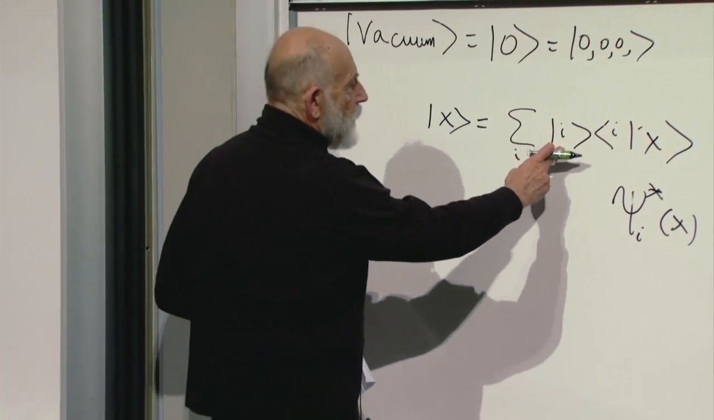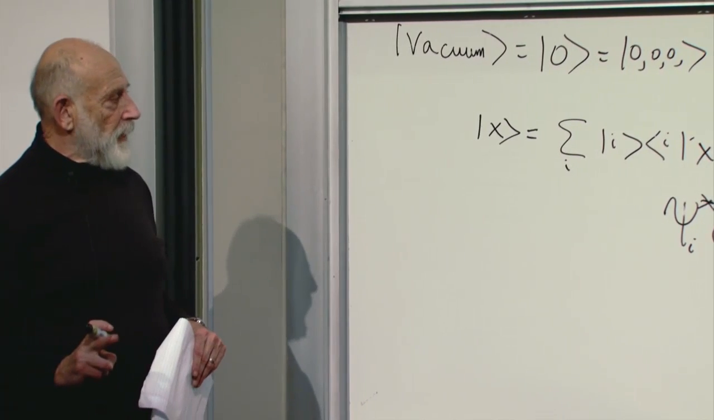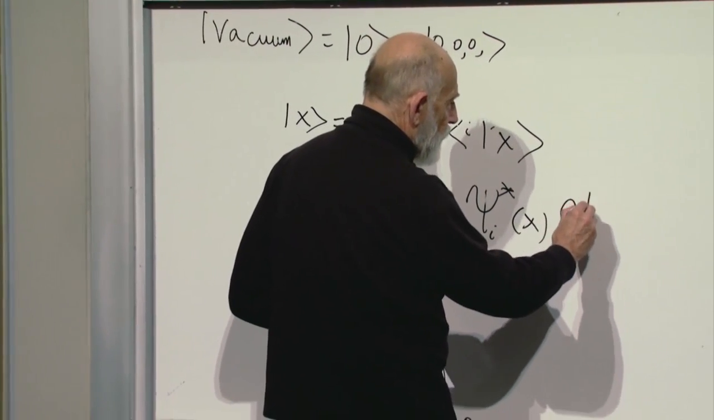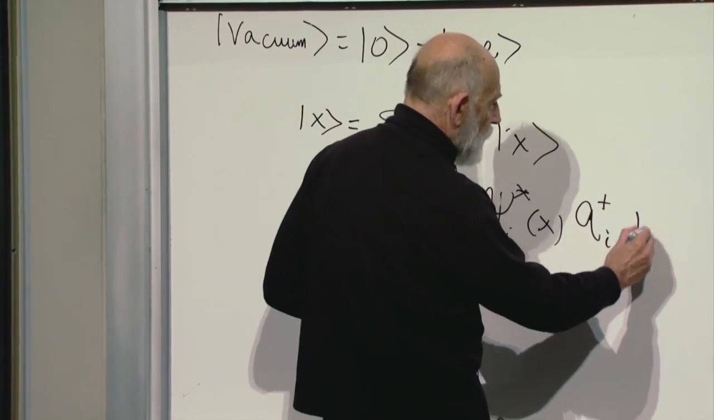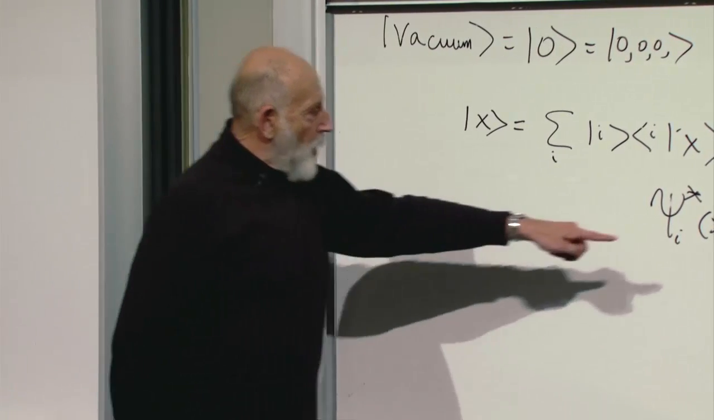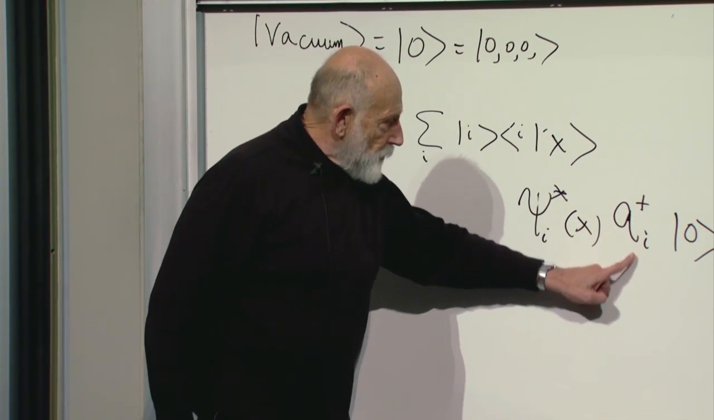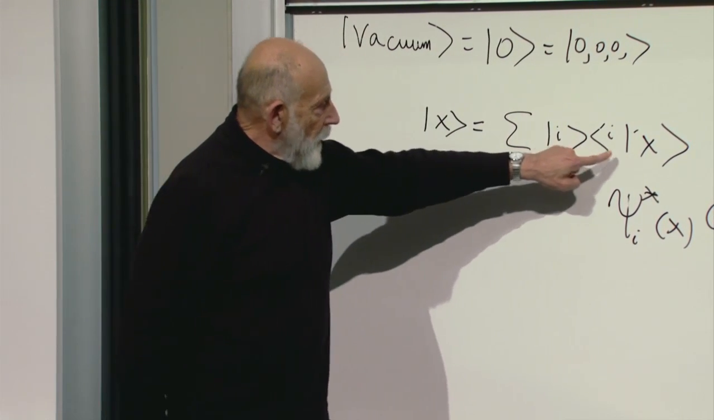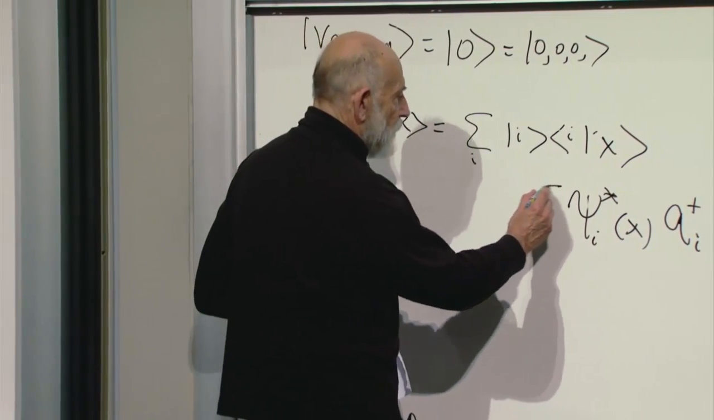What about this state here? That's a state with one particle in the ith energy level. So I'm going to write it this way. I'm going to take a creation operator for making a particle in the ith energy level and multiply it by the vacuum. I've created one particle in the state i by applying the creation operator on the vacuum, and that's exactly the state here. On the other hand, this is just a complex conjugate of the wave function, and my rule is sum.